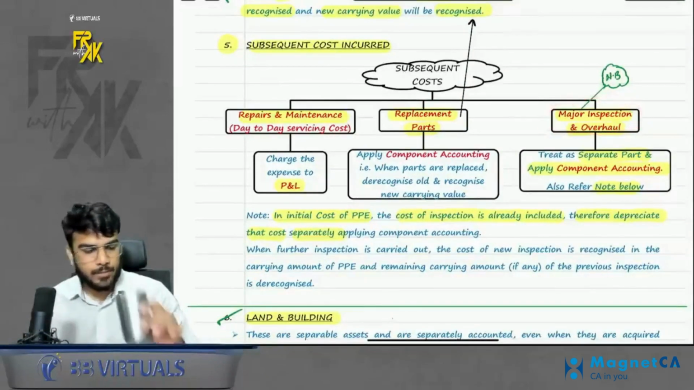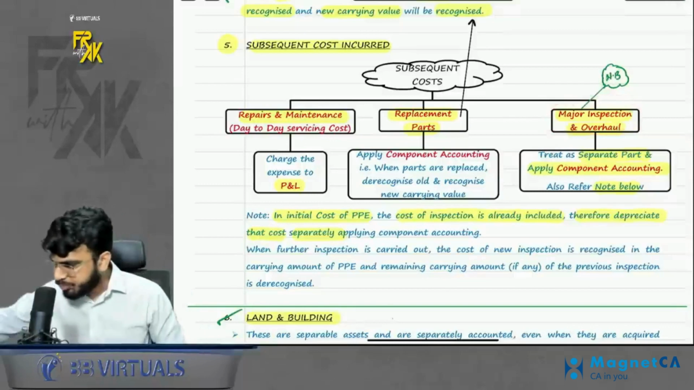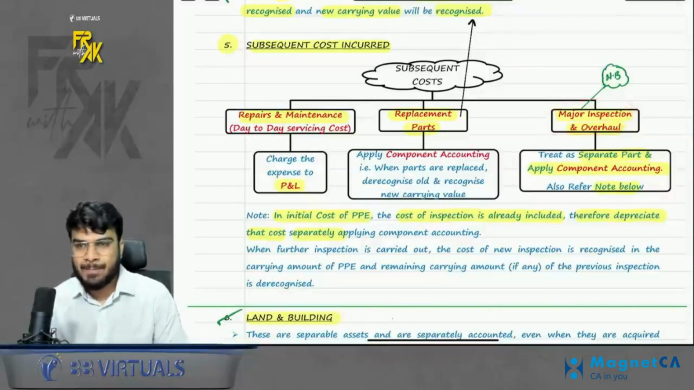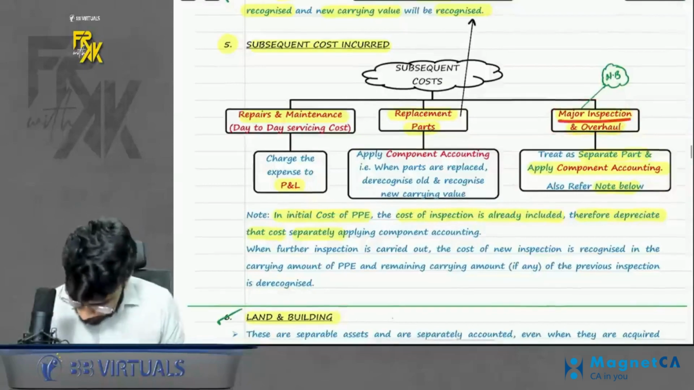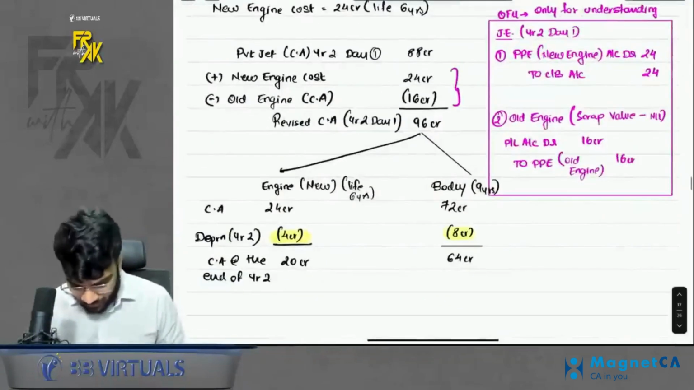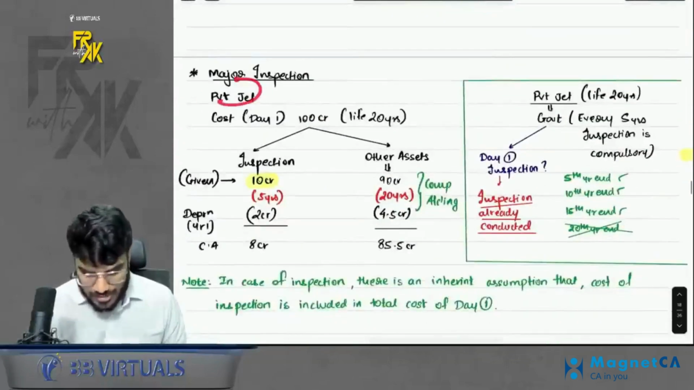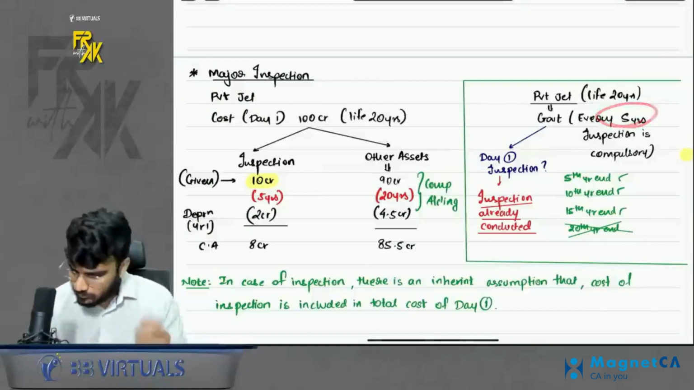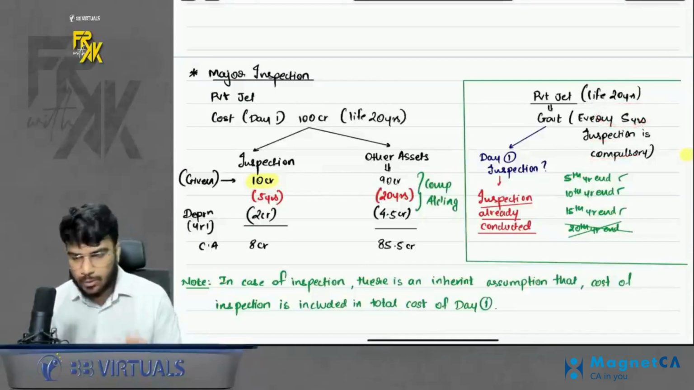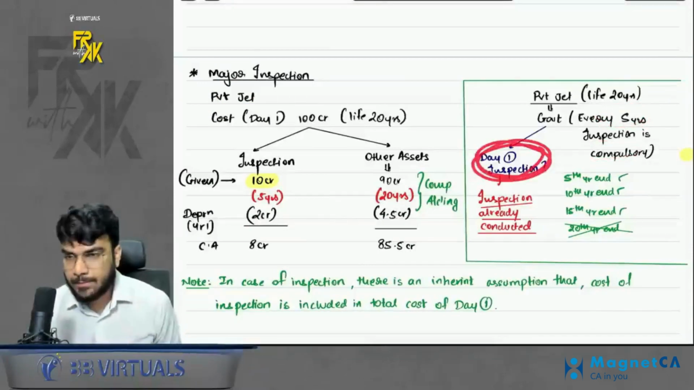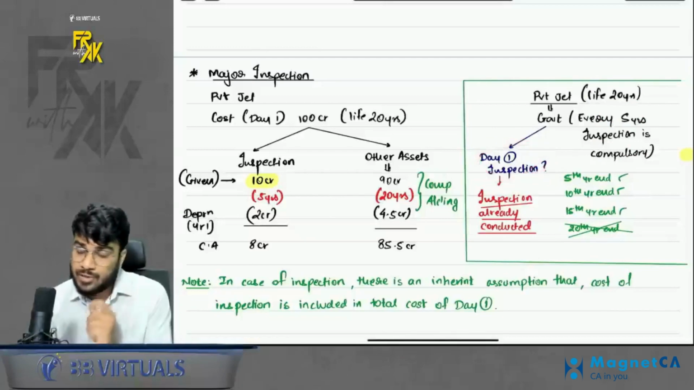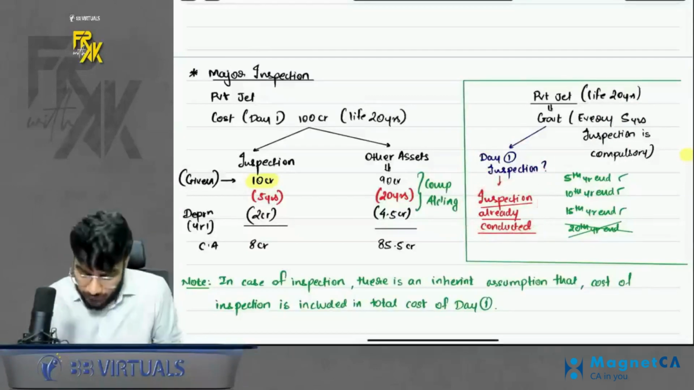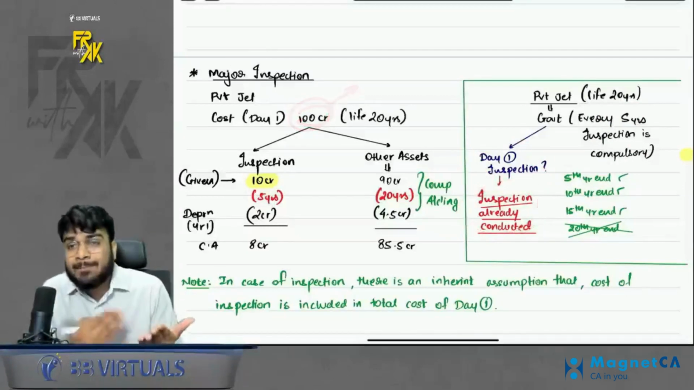Now this is important. Now what do we do in this point? Major inspection and overhaul. So here, let's say for example, I have a private jet. The government says that after every 5 years, inspection is compulsory. So now the question is, will I do the inspection on day 1? You will say the answer is no. If I ask you why, you will say that inspection must have already been conducted on day 1, na sir. When you receive the asset, it would have already been inspected on day 1.